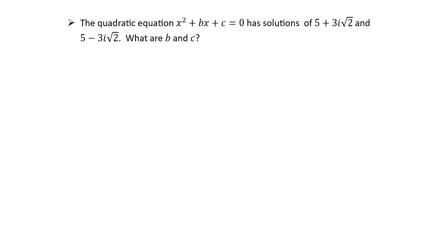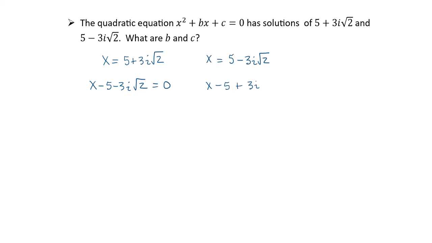So working backwards, I know if it's a solution, this came from x equals 5 plus 3i square roots of 2, and x equals 5 minus 3i square roots of 2. The step that would have come before that is that each of these factors, x minus 5 minus 3i square roots of 2, would equal 0. X minus 5 plus 3i square roots of 2 equals 0.